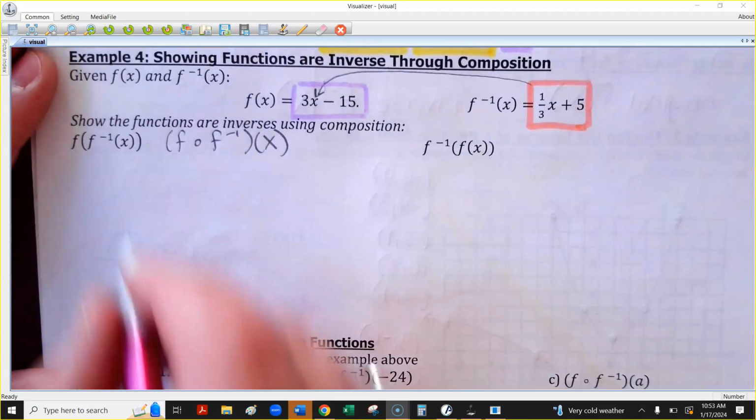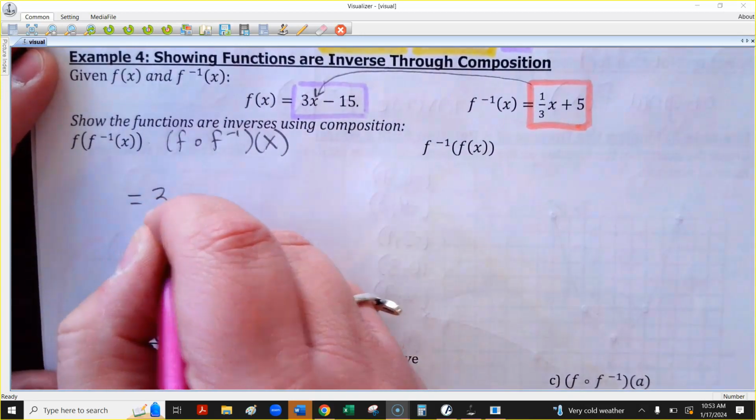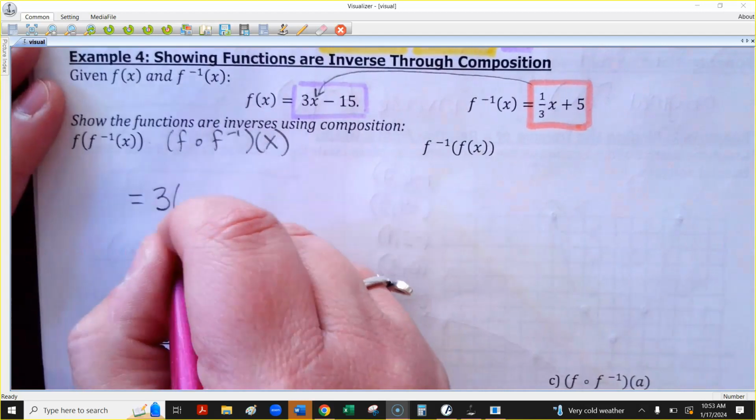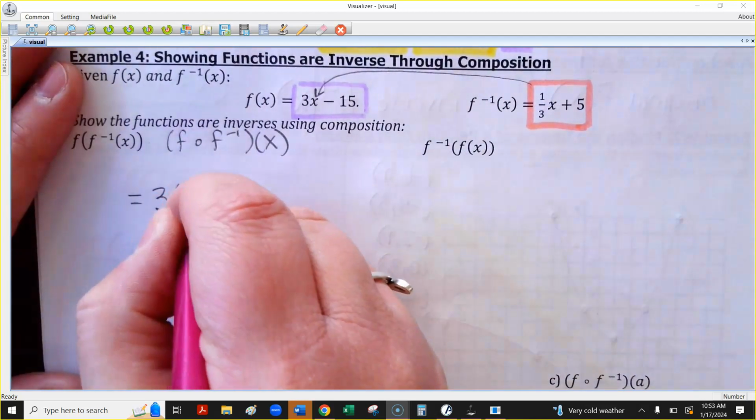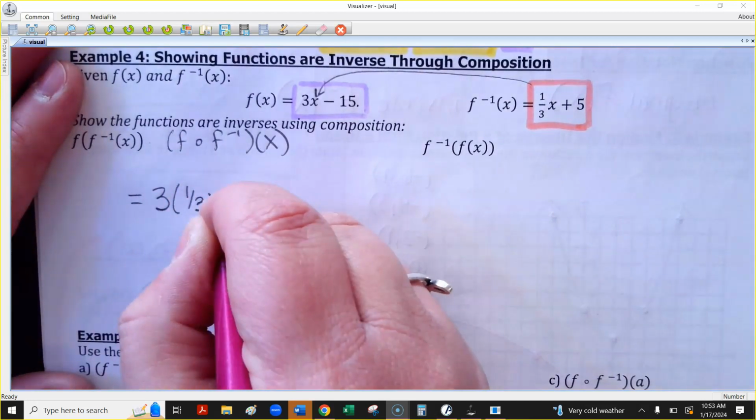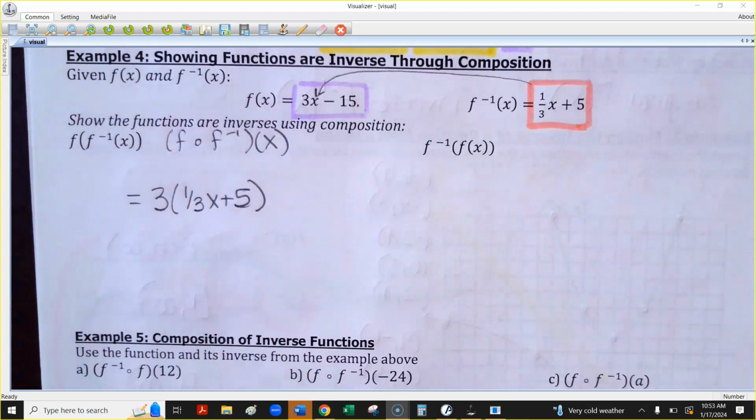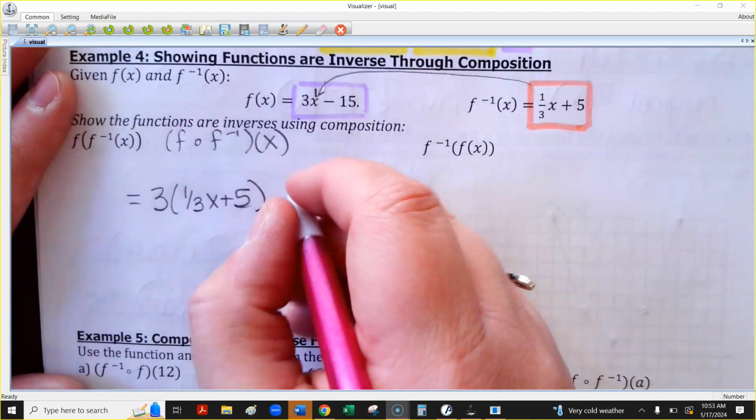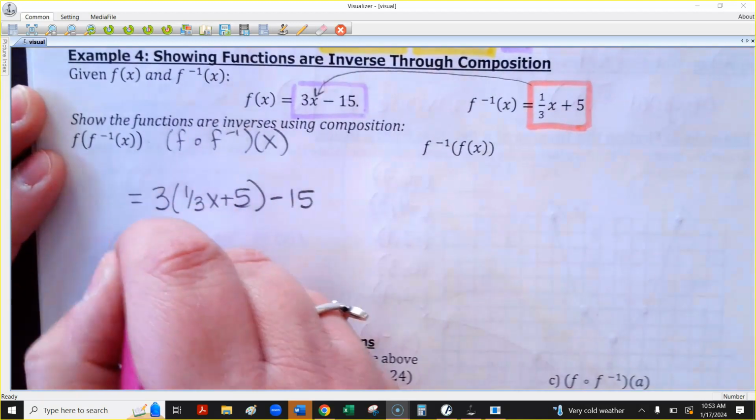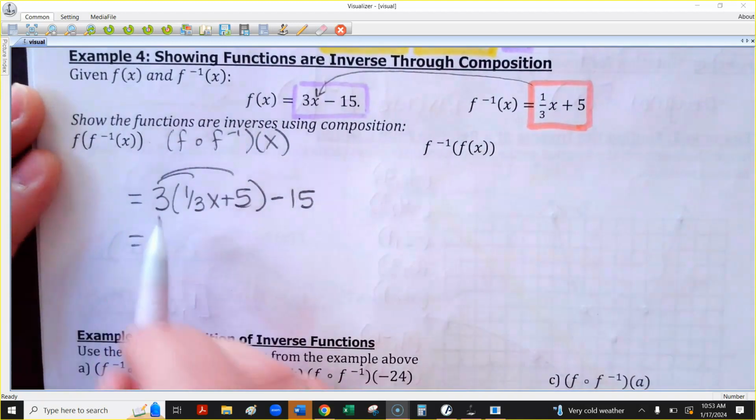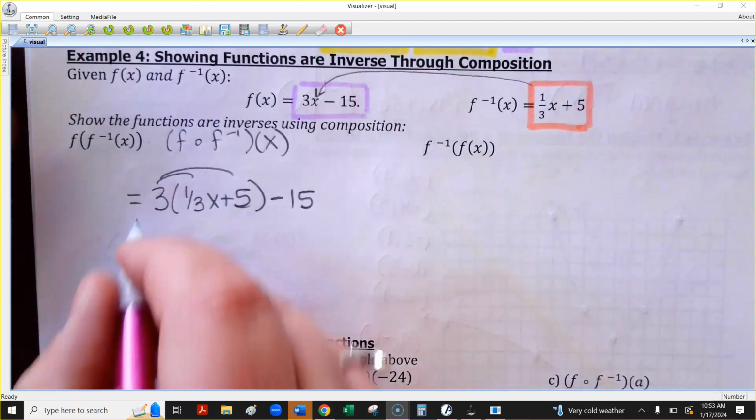All right, so the original is 3x minus 15. So for 3, we'll just write that. Instead of x, use some parentheses here because our inverse has 2 pieces to it, or 2 terms. So 1/3 x plus 5, and I have to multiply that whole thing by 3. The rest of the original function was just to subtract 15. So this is just going to be 2 steps real quick. Full distributive property. 3 times 1/3, those guys are reciprocals, so they just cancel each other out. They would become 1. So it'd just be 1x.